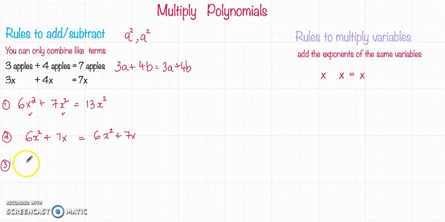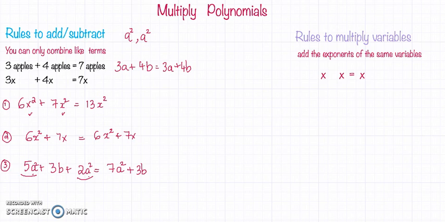Another question, 5a squared plus 3b plus 2a squared. If you look at this expression, you can see that there's an a squared term here and there's an a squared term here. So you can combine these two. So 5 plus 2, you will get 7a squared, and 3b is not a like term. So we're just going to leave it here as plus 3b. That will be it.